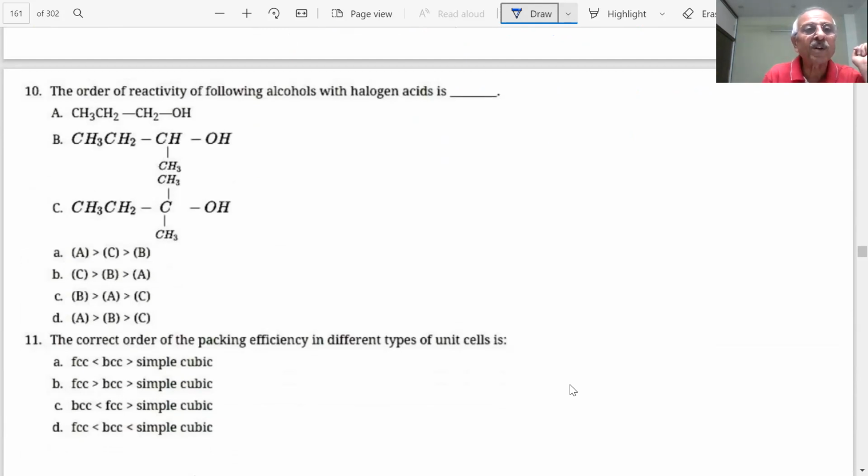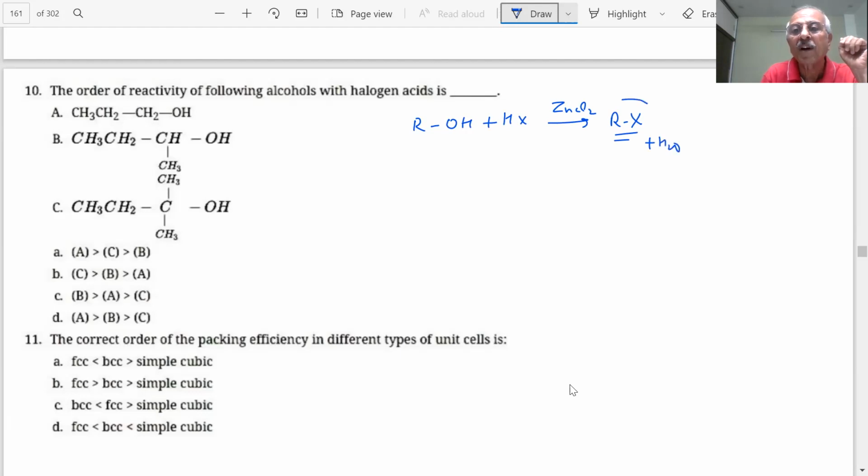Now here is an example, students. He says the order of reactivity of the following alcohols with halogen acids. You have studied this reaction: ROH plus HX. What was formed, students? RX and H2O, preparation of alkyl halides from alcohols. What is the order of reactivity, students?